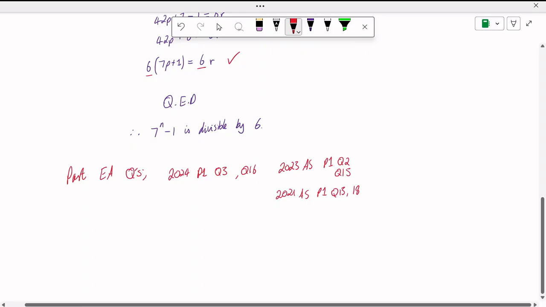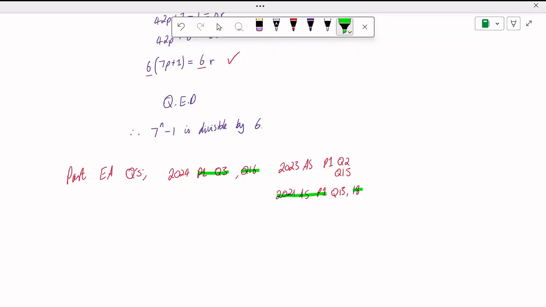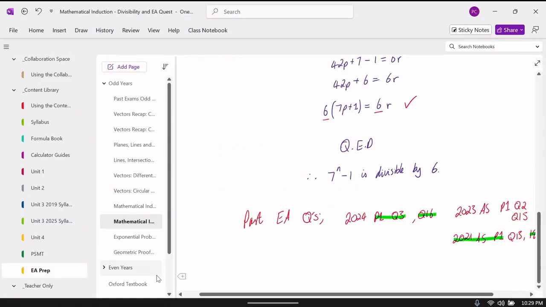I'm only going to do walkthroughs for 3 and 16 from the 2024 paper, and then question 18 from the 2021 paper, because it's pretty neat. You'll notice that all of these are paper 1s, because induction doesn't really require calculators. Let's have a look at 2024 paper 1 question 3.